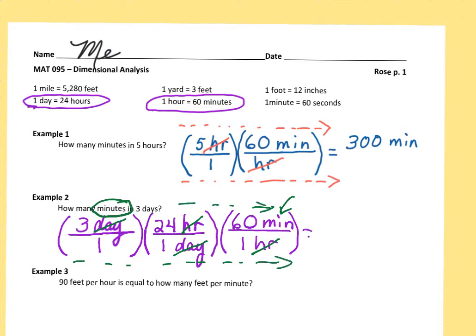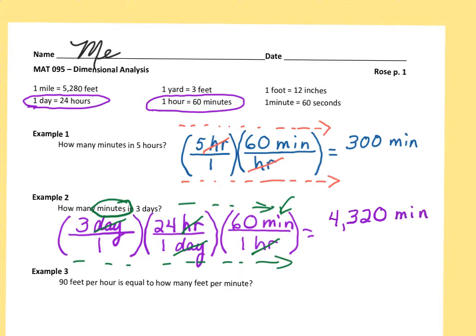Okay? 3 days times 24. No, not 3 days. 3 times 24 times 60 minutes. That will give us 4,320 minutes. And what do we have left in the denominator?